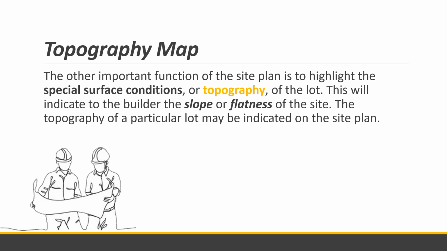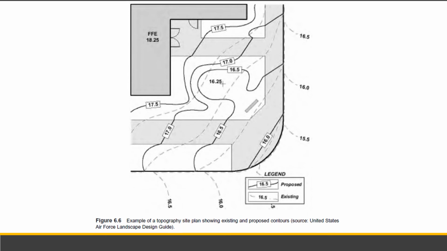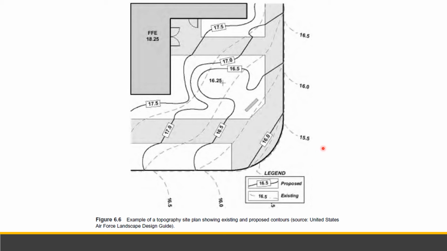So here is an example of a topography site plan showing existing and proposed contours. So, for example, this is your building. So, these lines here or yung contour shows yung elevation at these lines. So, merong 17.5, 17, 16.5, 16. So, ibig sabihin nun, yung building natin is nasa taas siya. So, pababa siya dito. So, ito yung ibig sabihin ng contour map.